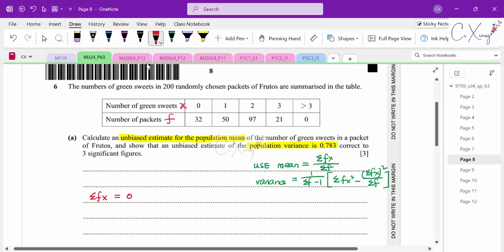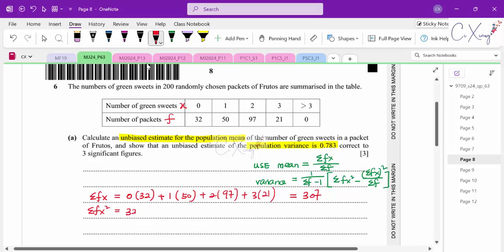So x is 0 for the first one, then 32 is the frequency. So you are taking x multiplied with the frequency, and you continue for the rest of the bars. So 1 multiplied with 50, 2 multiplied with 97, 3 multiplied with 21, and total them up. You get 307.